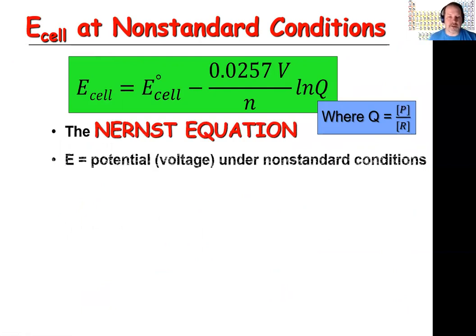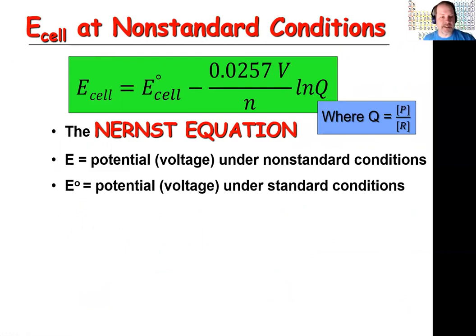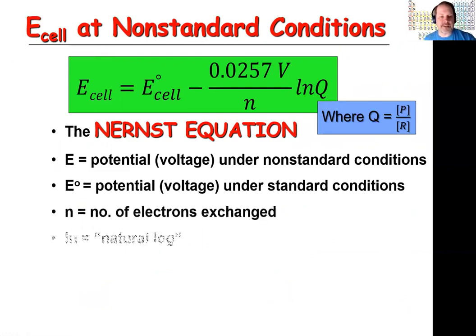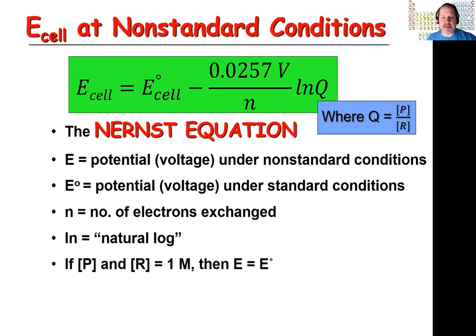So what are the different parts to this? E, the thing all the way to the left, once again, is the potential you would read and determine on your voltmeter. E naught is what you would calculate under theoretical conditions. n is the number of electrons exchanged from the balanced chemical reaction. ln is the natural log. And Q is like the equilibrium constant, but not under equilibrium conditions, where we put the concentration of the product ions divided by the concentration of the reactant ions.